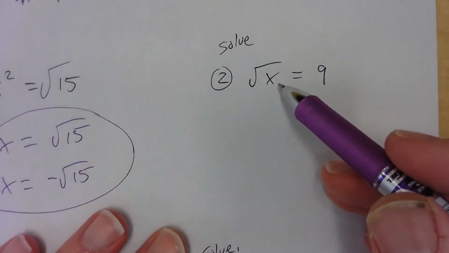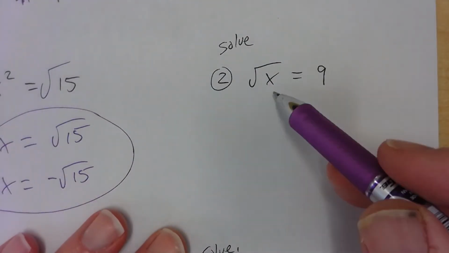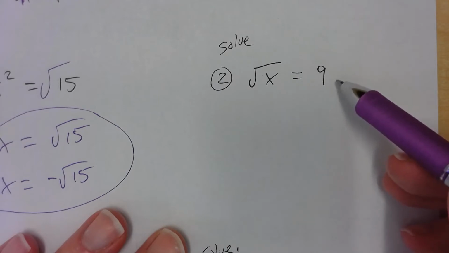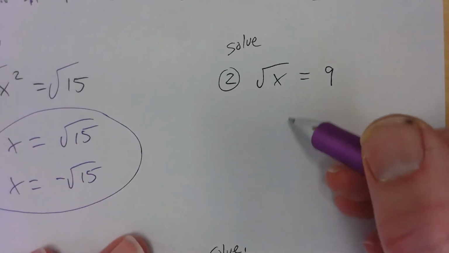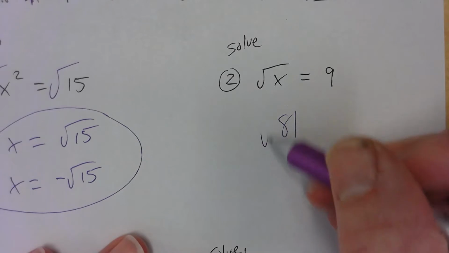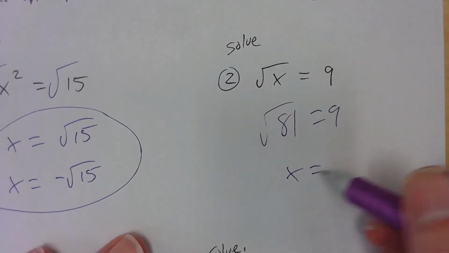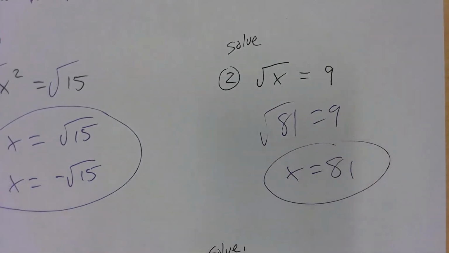But square root's different. When I take the square root of a number, I just get one answer. So the square root of 81 is 9. So x is 9. Just one answer for that.